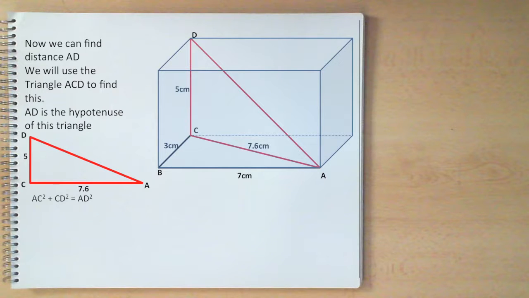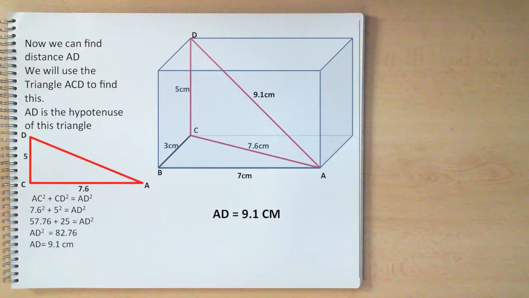So again, we can use Pythagoras because this is a right angled triangle. Put the numbers into Pythagoras that we already have, 7.6 squared plus 5 squared, and we move swiftly along to the solution here, which ends up giving us an answer of A to D is equal to 9.1 centimeters. That question was really just two lots of Pythagoras, one after another.